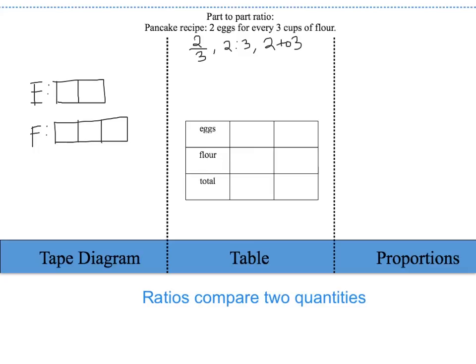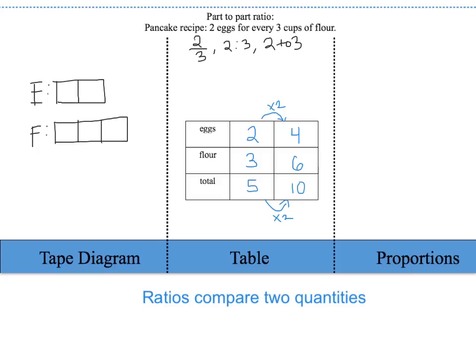I can also use a table to describe this information. I can write 2 eggs and 3 cups of flour to have a total of 5 total items. I can scale up, so if I multiply everything by 2, 2 times 2 would be 4, 3 times 2 will be 6, and the total amount of items, 5 times 2, will get me 10.